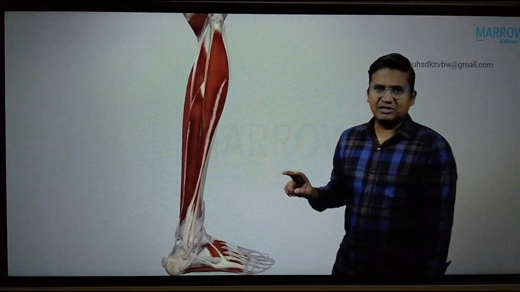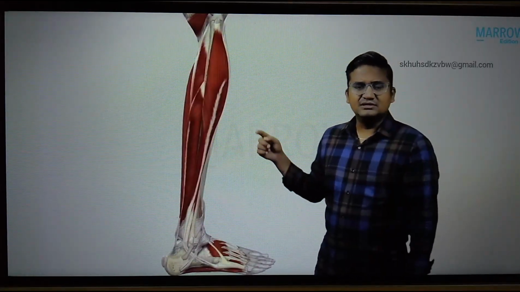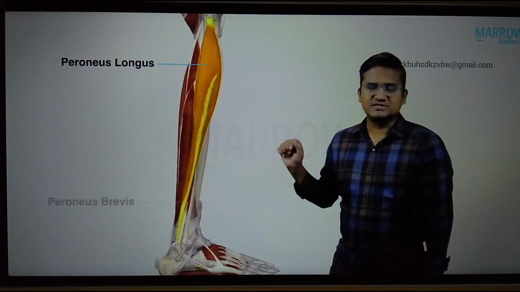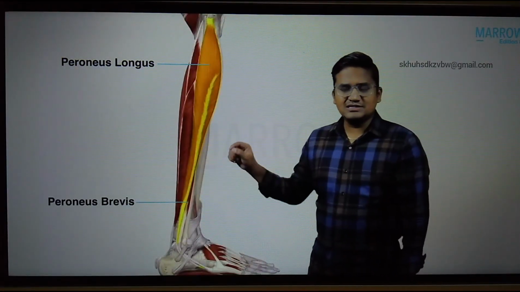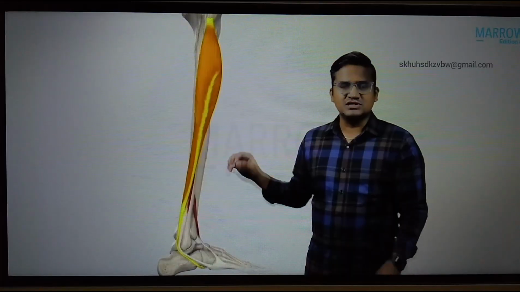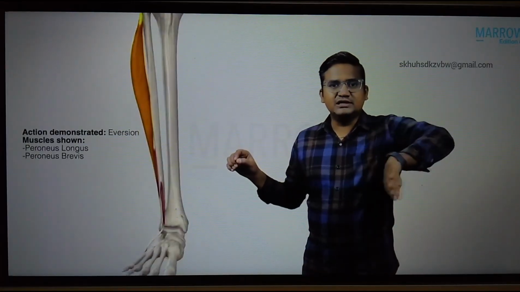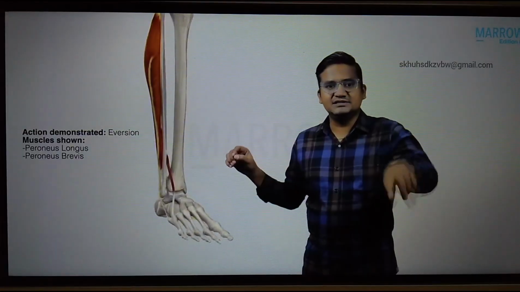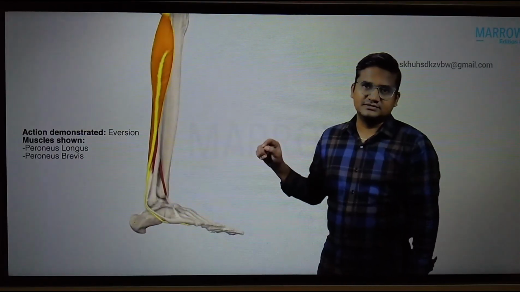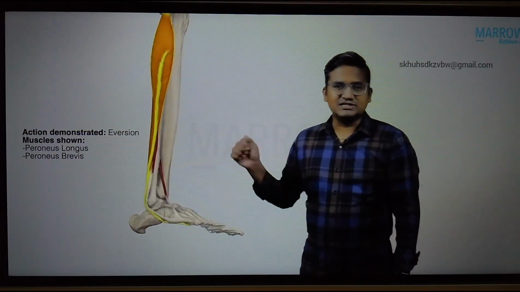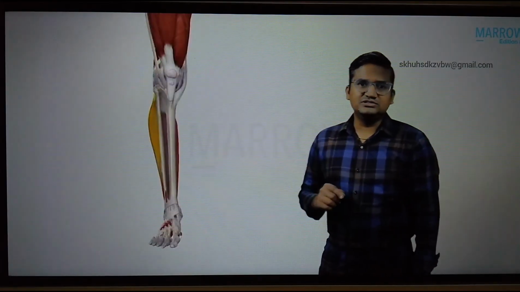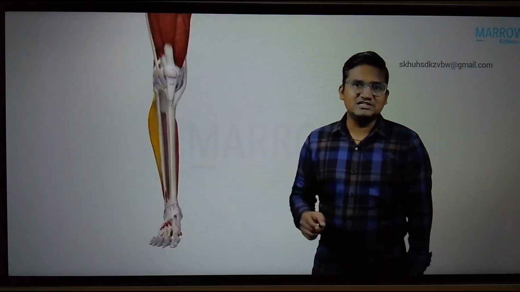leg. Lateral compartment of leg, we have only two muscles, peroneus longus, and just beneath that, we have peroneus brevis. So, peroneus longus and peroneus brevis, these two muscles are doing eversion. They turn the sole laterally. The sole is turned laterally like this. See, eversion muscles. Okay. Now, these are the actions of our peroneus longus and brevis. Next, we're going to see the nerve supply for these muscles.